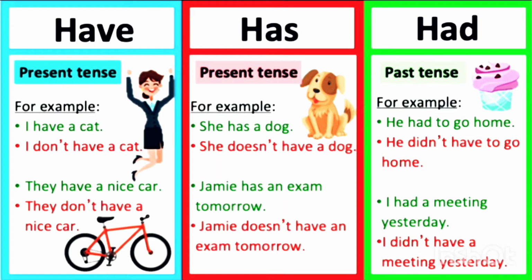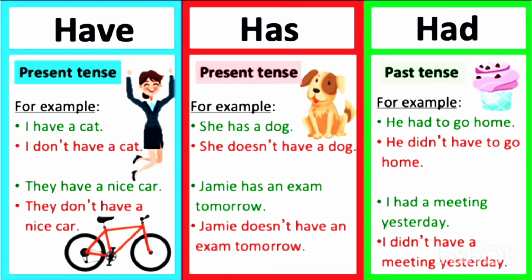Now let's see some more examples with has, have, had. Have, that is in present tense. We see the examples like I have a cat. I don't have a cat. They have a nice car. They don't have a nice car. Now we see some examples with has, that is in present tense. For example, she has a dog. She doesn't have a dog. Jamie has an exam tomorrow. Jamie doesn't have an exam tomorrow.